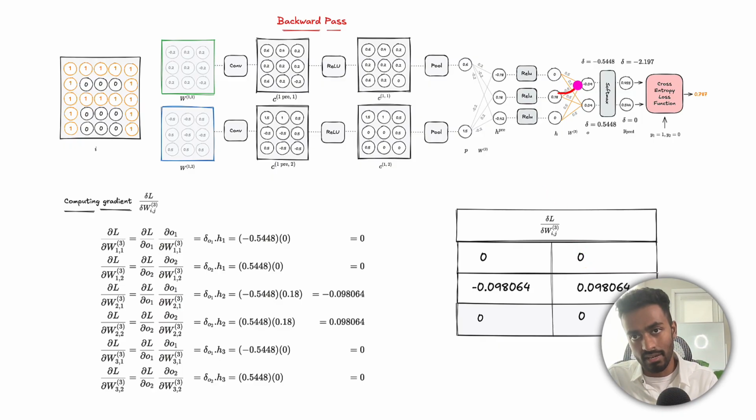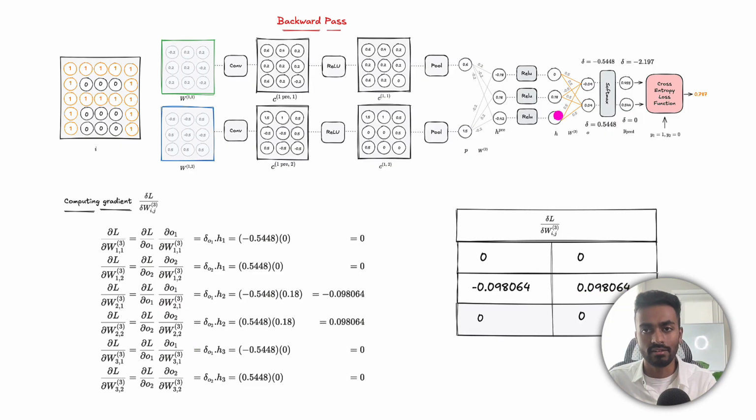Similarly, how does this weight affect the loss over here? Well, it's the effect of the weight on this neuron times the effect of the neuron on the loss. We have that latter value, negative 0.5448, which we wrote over here, and then we'll multiply it by the input value, which is 0.18. And hence we get this negative 0.098 value, which we write over here. Now for this 2, 2 weight right over here, how does this affect the loss? Well, it's how this weight affects this neuron times how this neuron affects the loss. The latter value is 0.5448, and the former value is going to be 0.18. Hence, we compute the value here and store it in the table.